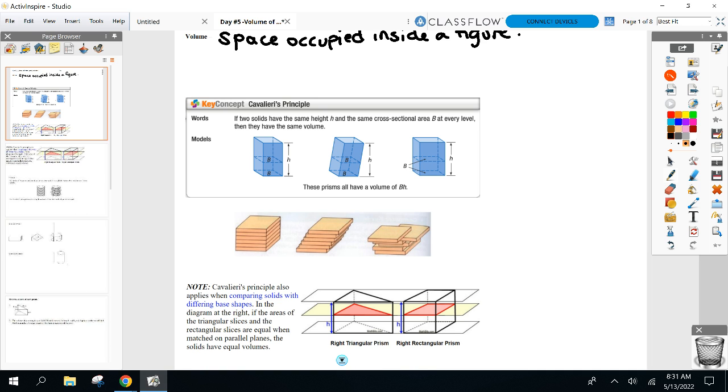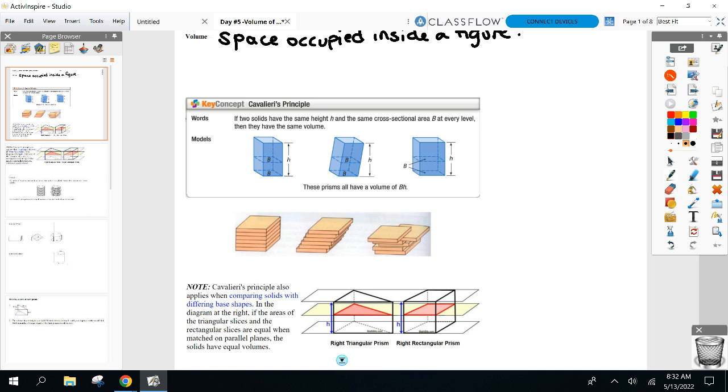Here's what it says. I'm not going to spend too much time on it, but it did come up on a Regents exam a couple of years ago. If you have two polyhedrons that have the same height, and I show you a cross-section of one and a cross-section of the other, and those cross-sections have the same area, those two polyhedrons have the same volume, no matter what they look like.